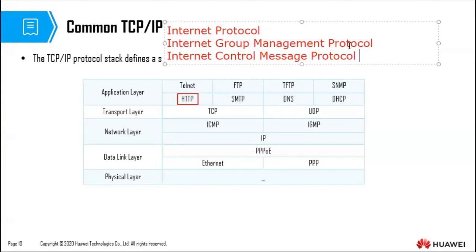Okay, then we have Internet Control Message Protocol. It's called ICMP. ICMP, on the other hand, is used to provide information about any problem that might arise during the communication process. You can also use ICMP to troubleshoot your network.